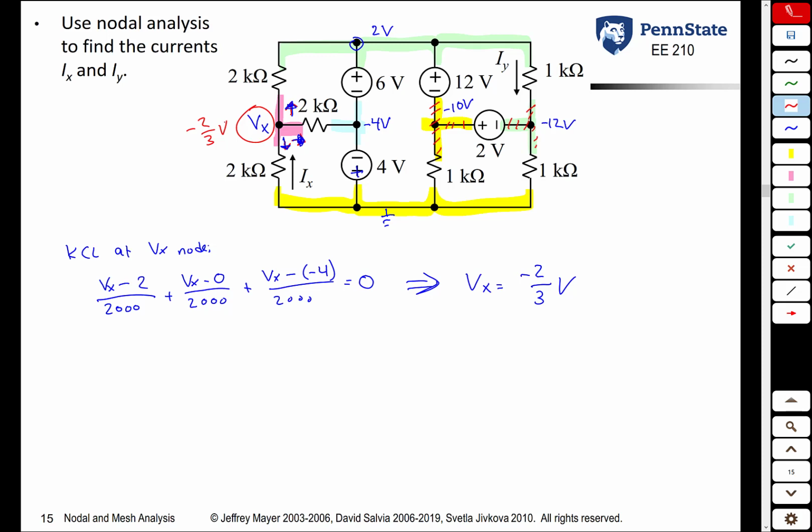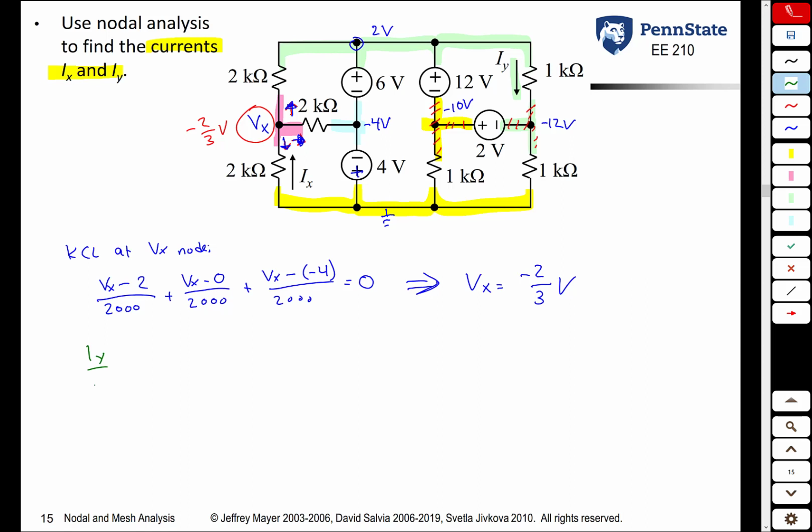We have not finished the problem though, because the problem did not ask us to find the voltage at every node. The question asked us to find what? The current Ix and Iy. So now that we know the voltage at every node, we can now use things like Ohm's law to find whatever we're looking for. So let's look at Iy first because that's the simpler of the two. To find Iy, that is the current through this 1 kilo ohm resistor. Remember, the current through a resistor is always the voltage at the coming from node minus the voltage at the going to node divided by the resistance.